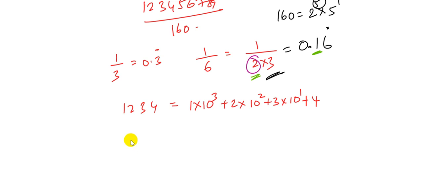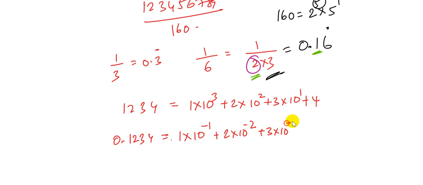Now, if I have a decimal like 0.1234, how will I write this? This would be just the opposite: 1 into 10 to the power minus 1 plus 2 into 10 to the power minus 2 plus 3 into 10 to the power minus 3 plus 4 into 10 to the power minus 4. Okay. Yes, sir.